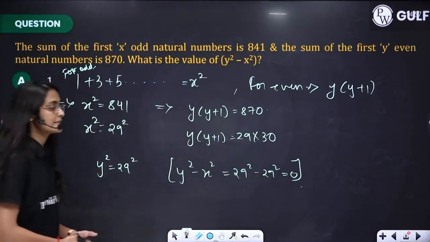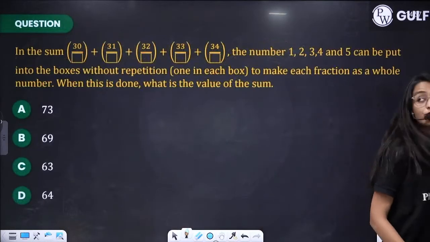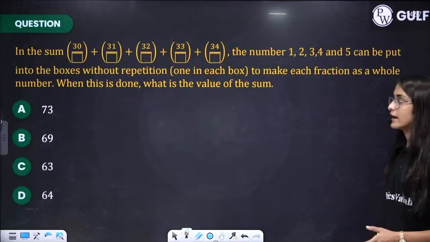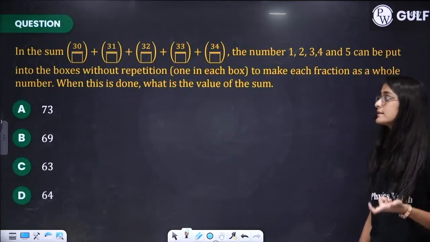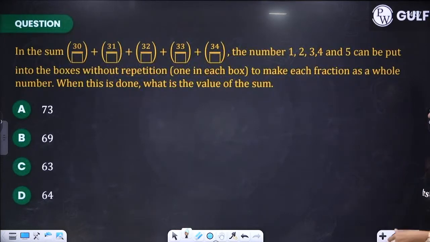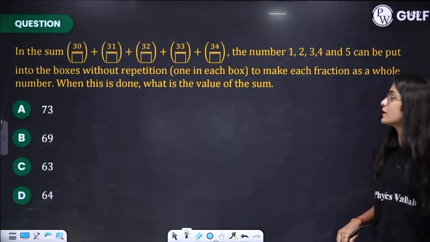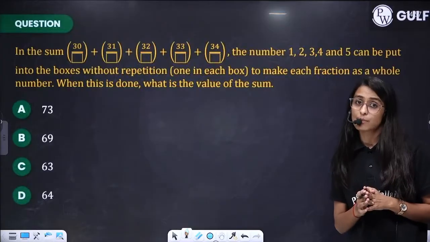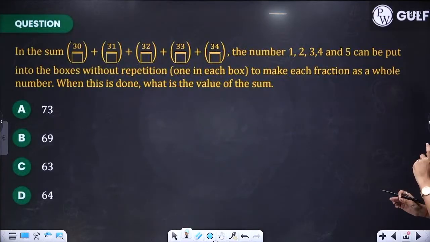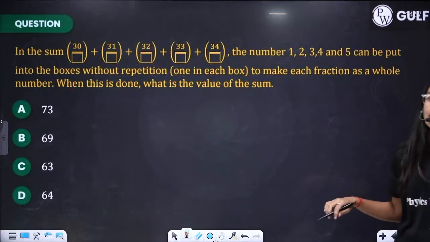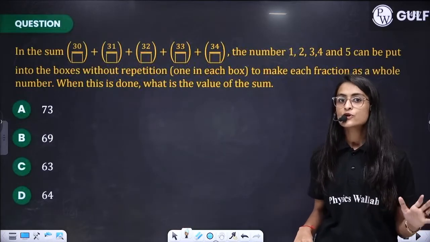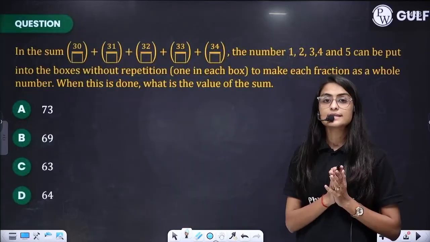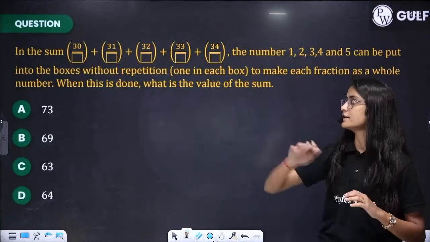Okay, easy. Moving forward, now here you have been provided the partial fractions, I must say, the sum of those fractions. You have to fit the numbers 1, 2, 3, 4 and 5 such that the addition of the fractions should be a whole number. And you cannot repeat the numbers. Repetition is not allowed. So you have to put the numbers in the denominator itself, in such a way that your answer is a whole number.